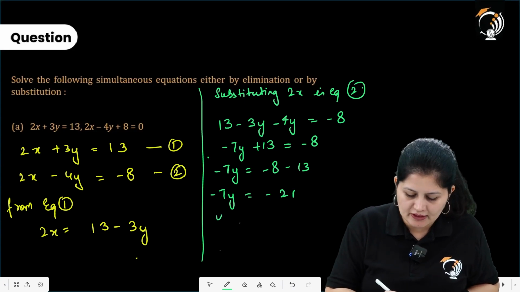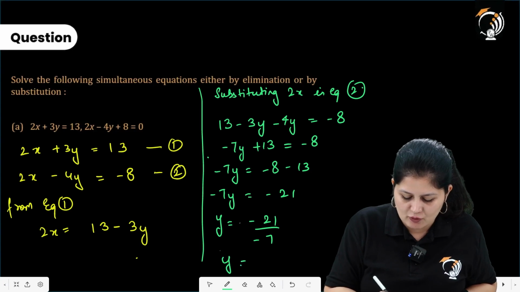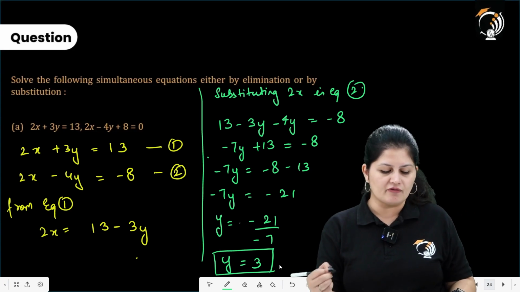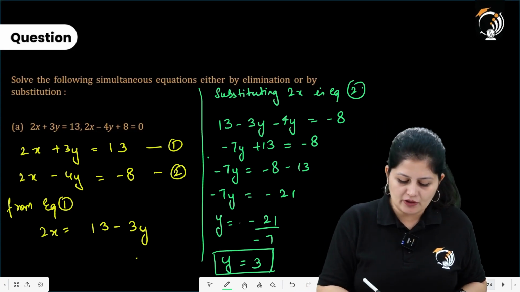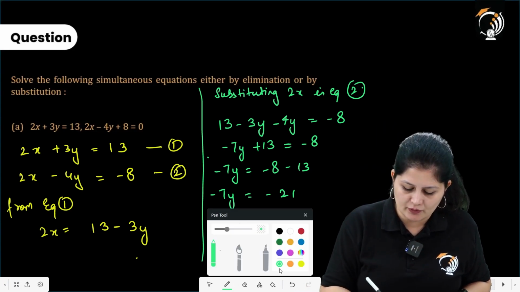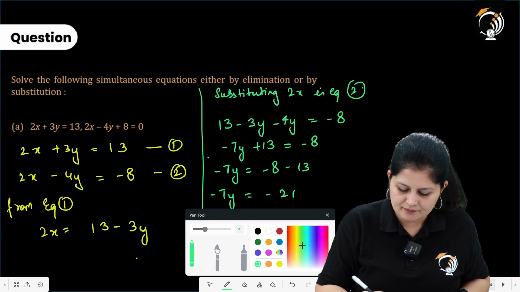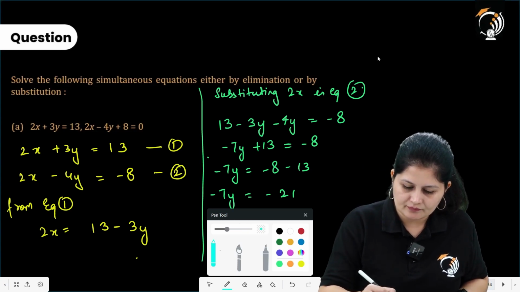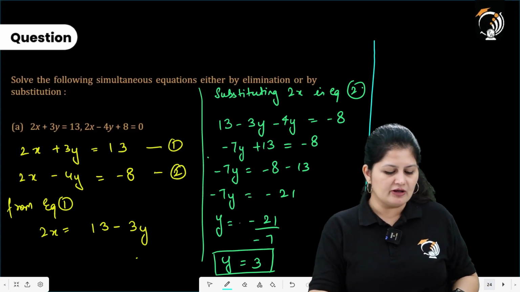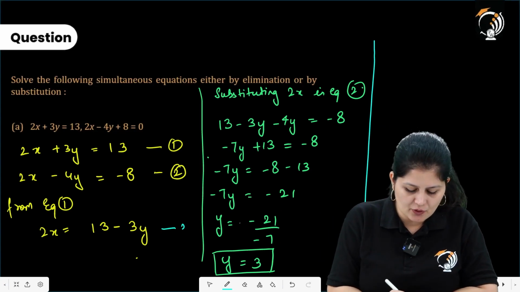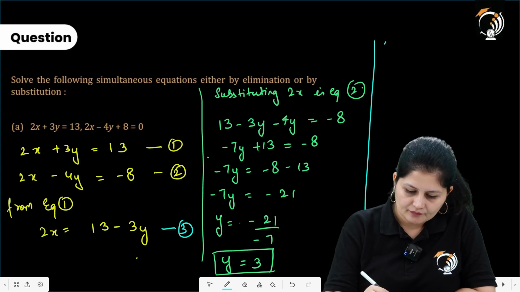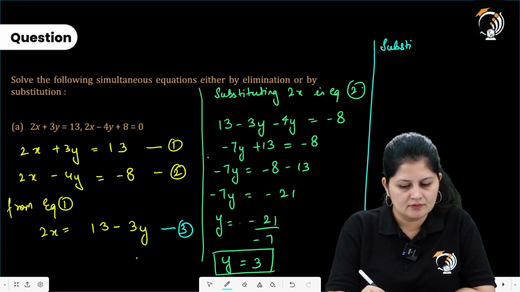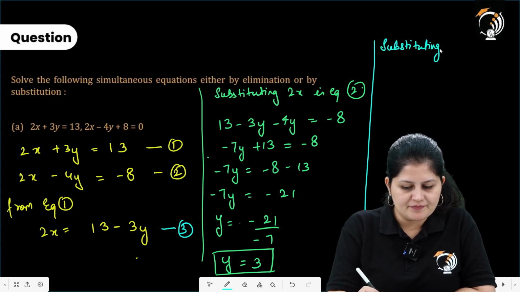Correct? So in order to get the value of y, it is going to be minus 21 over minus 7, that is equal to 3. So that is the value of y that we have got. Now, in order to get the value of x, let's take this as equation 3. So substituting y in 3, correct?